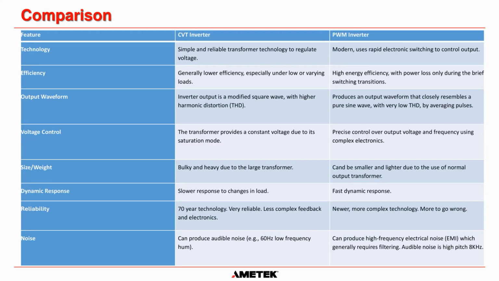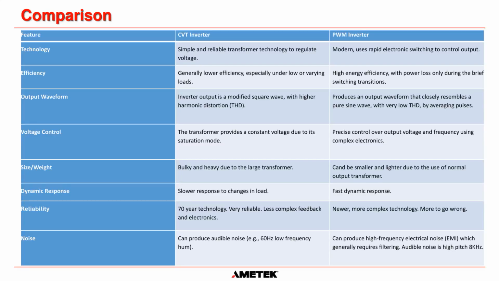For technology, a CVT system is simple and reliable transformer technology that regulates the voltage. But a PWM system is modern and uses rapid electronic switching to control the output. For the CVT system, the technology is robust and proven, although the output is not as nice. For the PWM system, it's modern, uses rapid electronic switching and control boards, so it's a much nicer output, but the IGBTs are a little bit more sensitive.